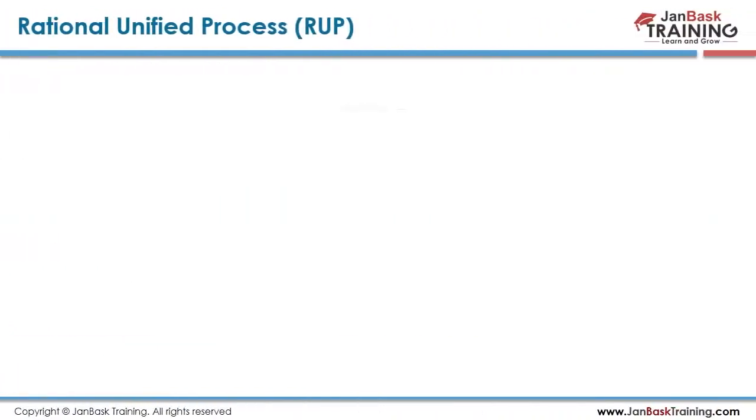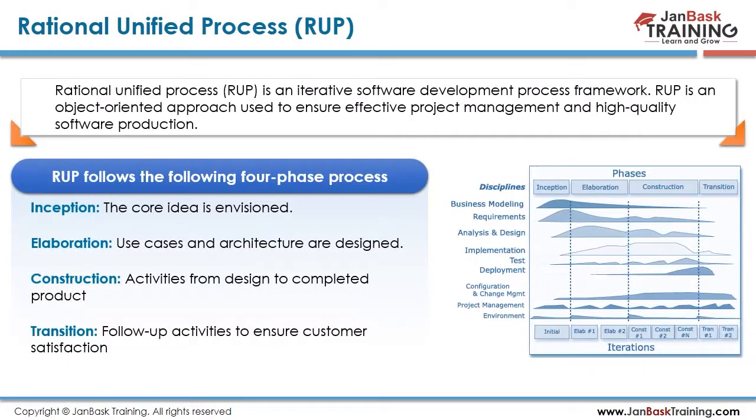So now the next model is the Rational Unified Process model, or we call it RUP. The RUP model is an iterative software development model. It's an object oriented approach used by project management for high quality software production. In this model, we basically have 4 phases: inception, elaboration, construction, and transition. If you see this diagram, you can see there are 4 phases.